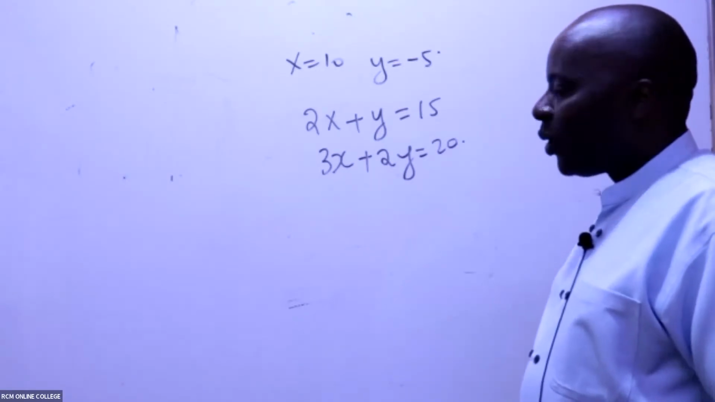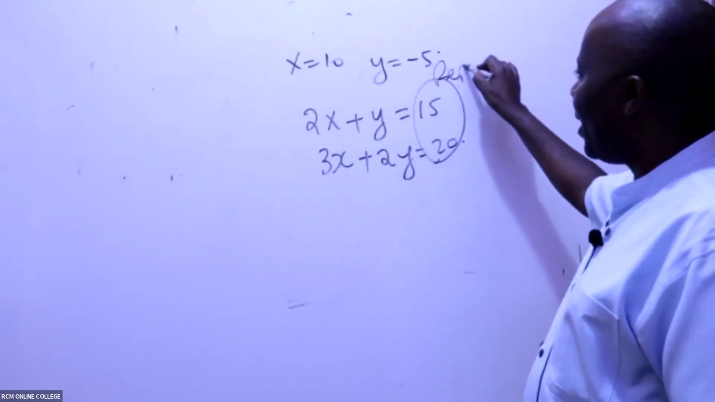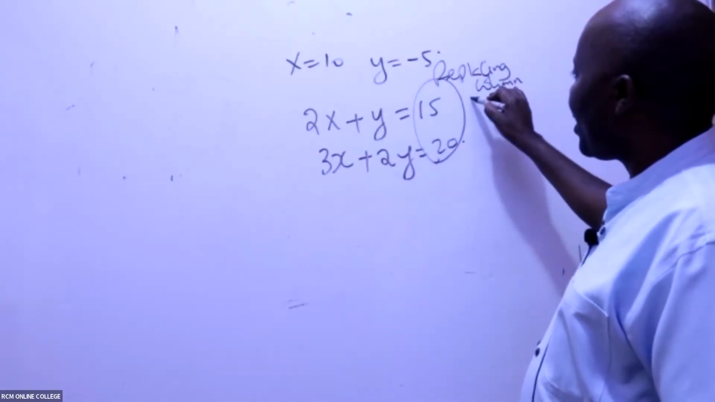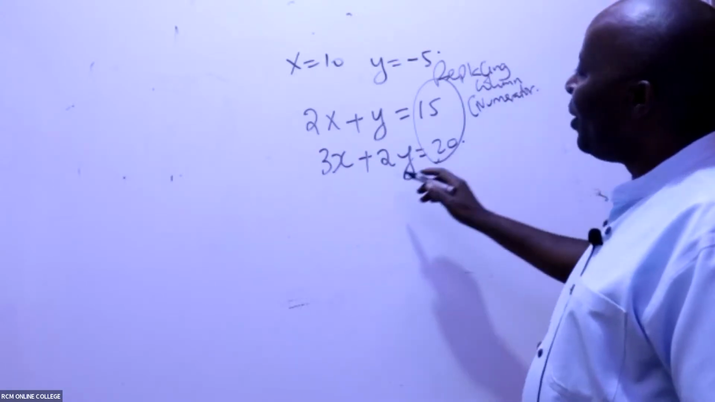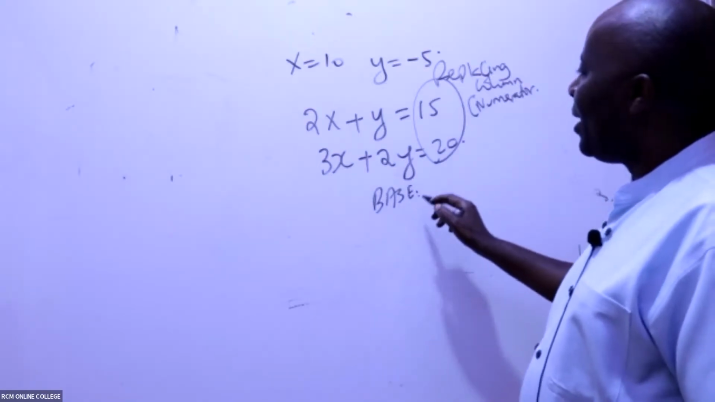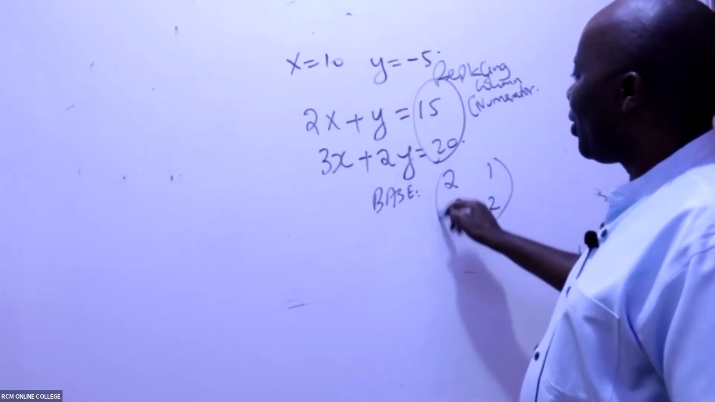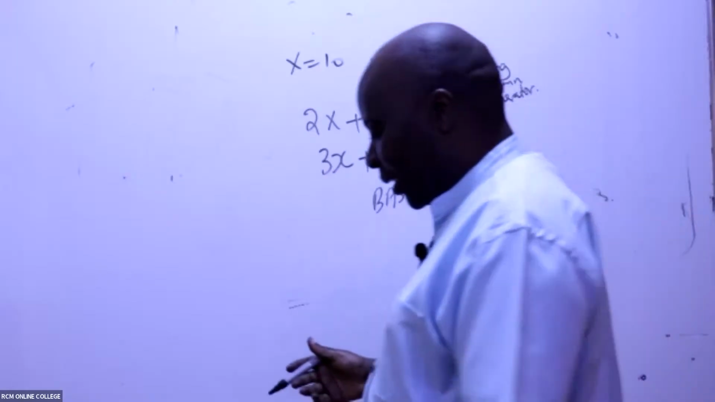Determinants. What I need to know under Cramer's rule is that this is a replacement, replacing column for numerator. For the denominator, I know the base. The base here is 2, 1, 3, 2. This one is the base matrix. So we start making, in this case here, x.